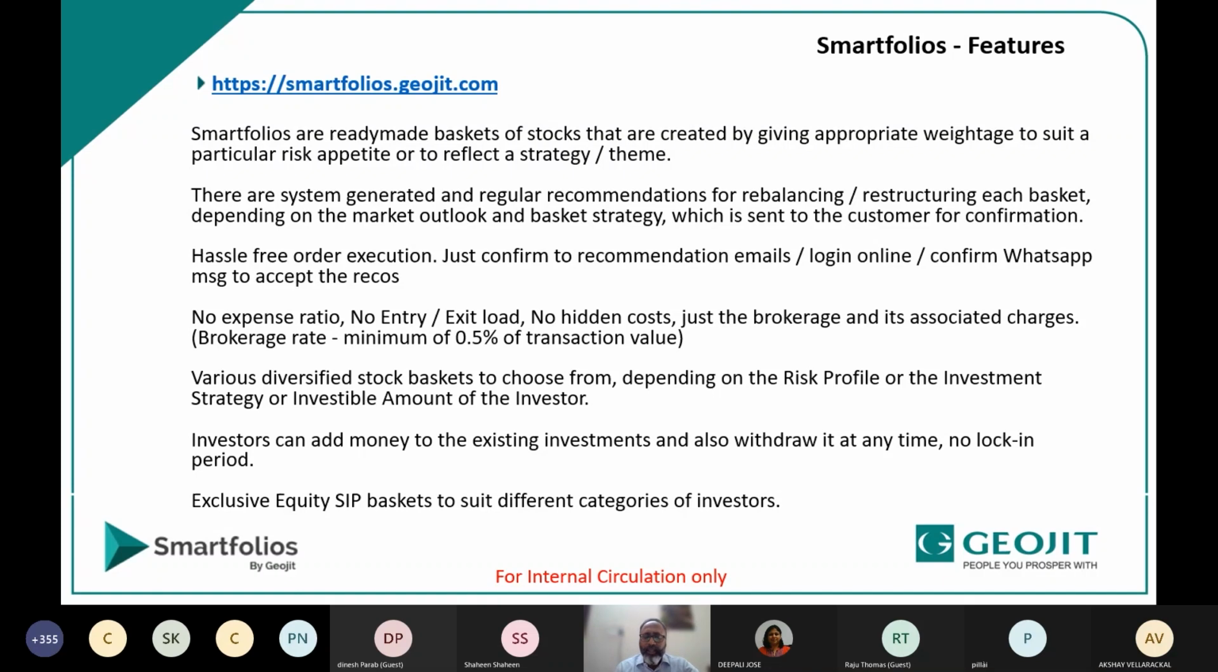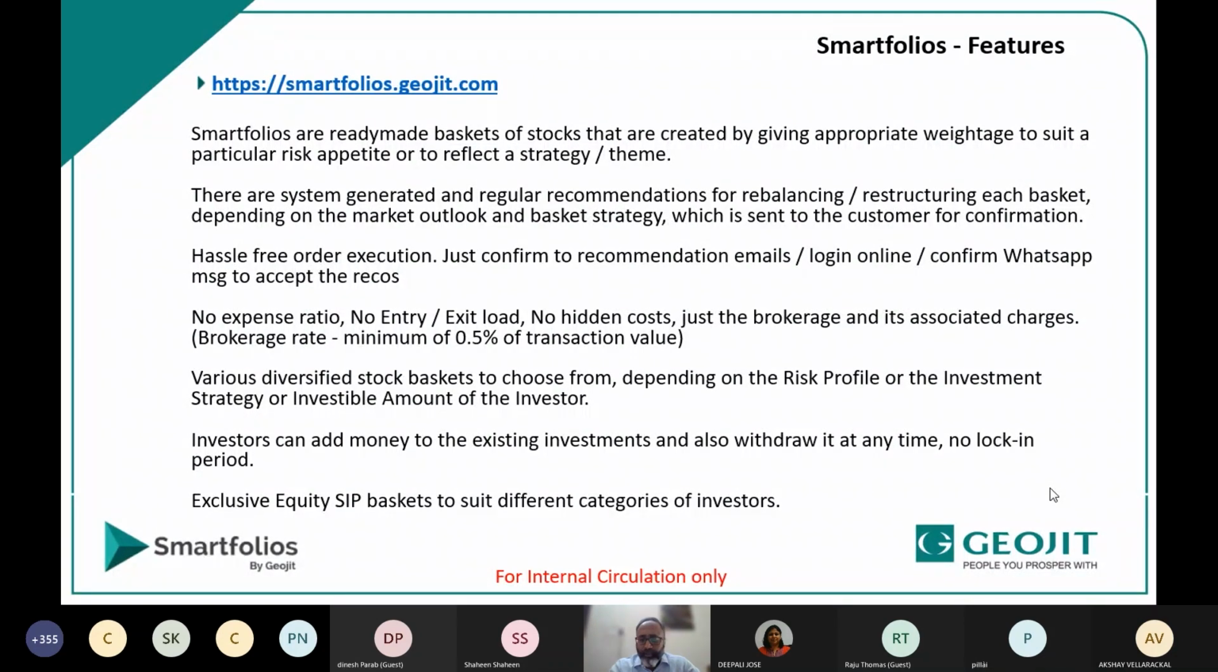Now, there is no restriction, there is no lock-in period for Smartfolios. You can enter, exit at any point of time. So there is no obligation on the part of the client, no obligation on the part of the investor to be forced to do anything. You enter into a particular basket, you can analyze the recommendations coming in, and you can exit it at any point of time. So there is no obligation that you need to stay invested for 6 months, or 1 year. No, you can enter, exit at any point of time if you are not happy with the recommendations or if you're not happy with the objectives that the basket seems to be serving.